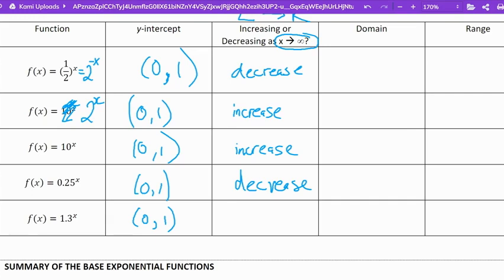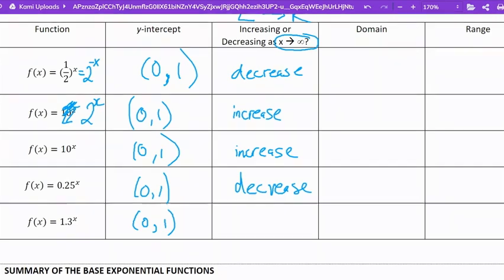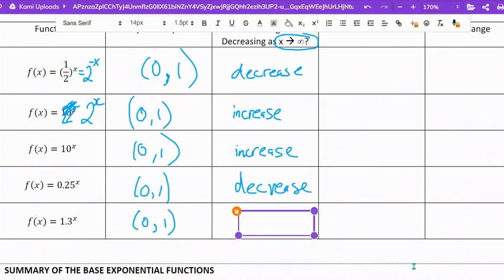Let's check. What if I do 0.99? Oh, interesting. Do you see? As I get closer to 1, it will flatten out. Okay, what if I get 1.1? Oh, do you see? As I add decimals, it does more growth. Interesting. All right. So a base of 1.3 is an increase. Great.